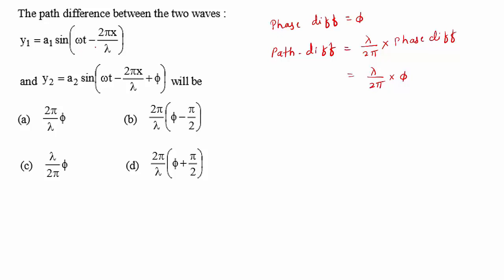From the equation you can observe: A1 sine omega t minus 2 pi x by lambda, and here also 2 pi x by lambda plus pi. So pi is the phase difference. So the path difference we got is lambda divided by 2 pi into pi. So the path difference between the two waves is option C, lambda by 2 pi into pi.